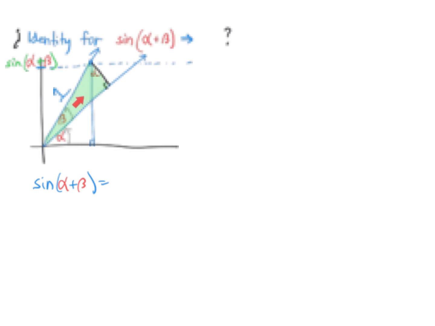Next, focus on this green right triangle. Sine of beta is the opposite side divided by the hypotenuse. Therefore, sine of beta is equal to the opposite side. Similarly, cosine of beta is equal to this adjacent side divided by the hypotenuse, which is 1. So cosine of beta is the adjacent side.